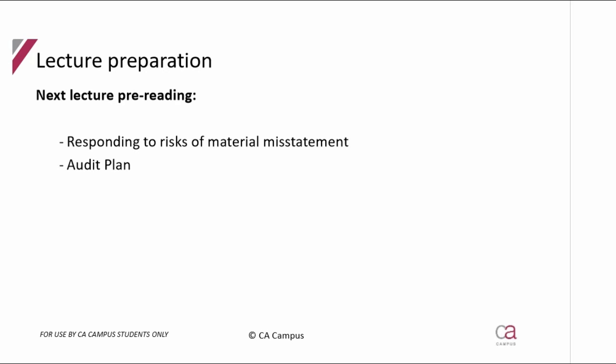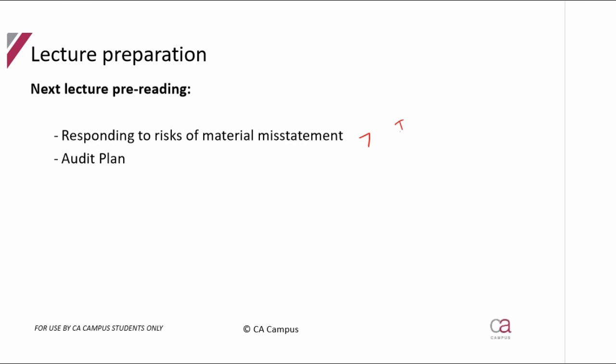Some pre-reading, if you are able to: responding to risks of material misstatements and the audit plan. Both of these you can find in ISA 330.